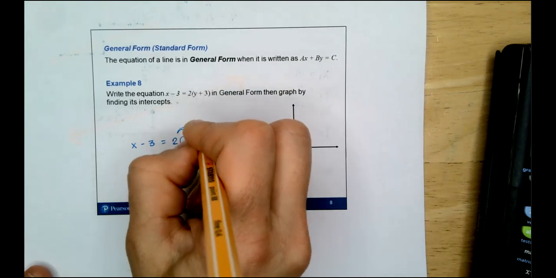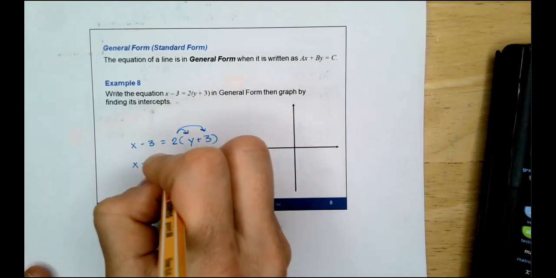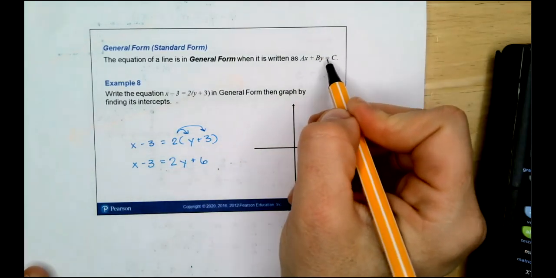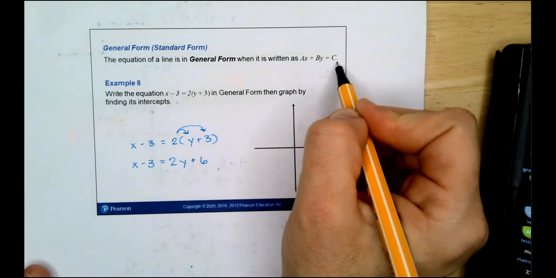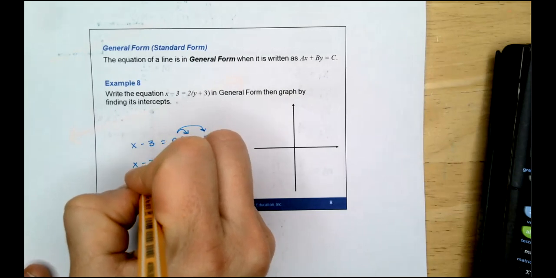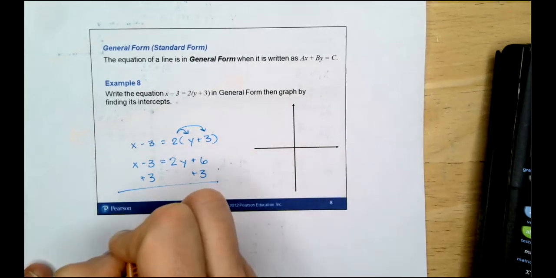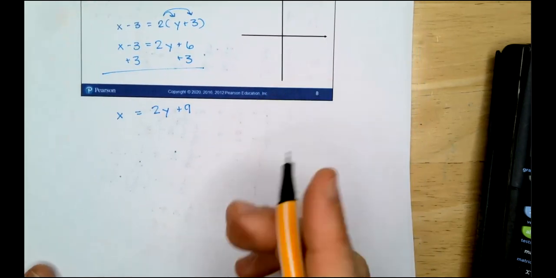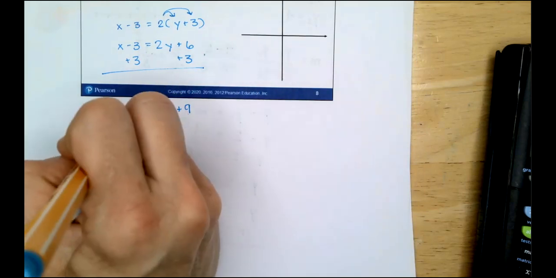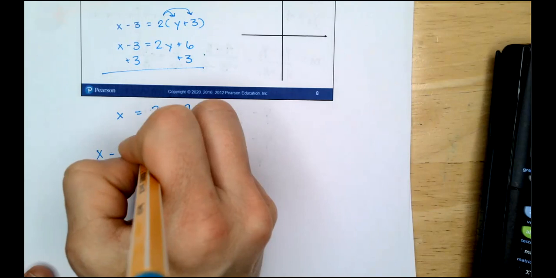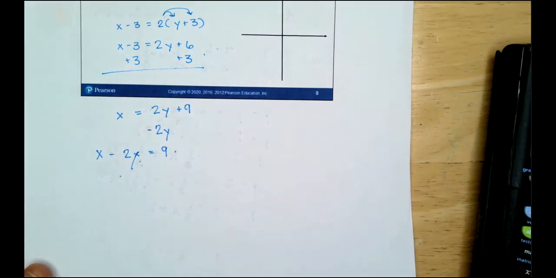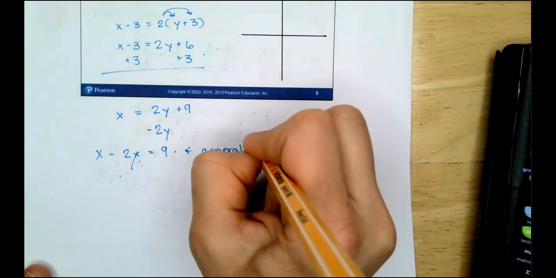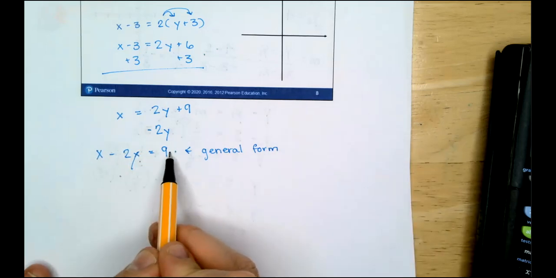So x minus 3 equals 2 times y plus 3. I'm going to distribute the 2 first. X minus 3, I'll leave that side alone, equals 2y plus 6, right? So what I want are my x and my y to the left, and then my constant on the right of the equal sign. So I'm going to add 3, and what I get is x equals 2y plus 9. And then I need to move that y over. So it's going to be x minus 2y is equal to 9. That's general form. It's kind of alphabetical, x, y, constant.